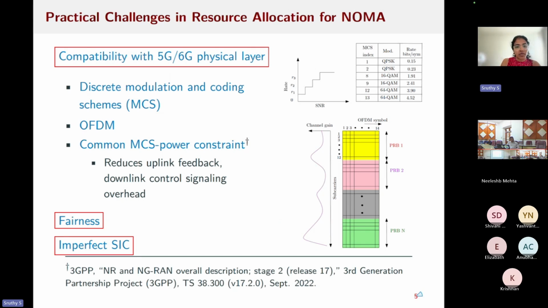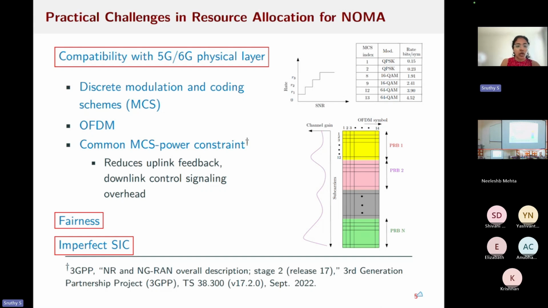First, it has to be compatible with the 5G/6G physical layer. What does that mean? We cannot assign any arbitrary transmission rate to these users. It has to be constrained by a finite discrete set of modulation and coding schemes that has been specified by the 3GPP standard. Here in this table, we are listing a few modulation and coding scheme indices, their corresponding modulation schemes like QPSK, 16-QAM, and 64-QAM, and their rates in bits per symbol. In this figure, we can see that in discrete rate models, a range of SNR corresponds to a particular rate, which is different from the continuous rate adaptation models that have been widely used in the literature.